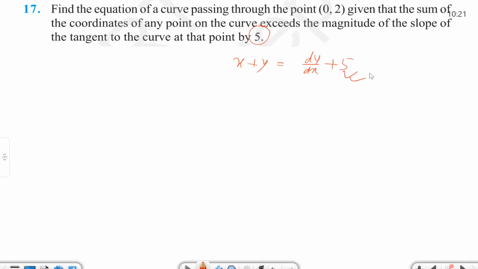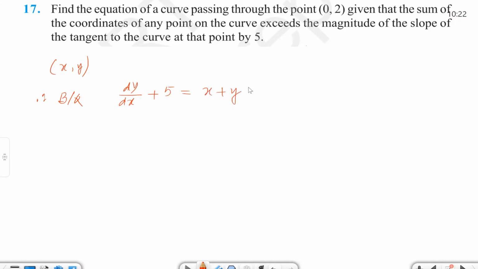So we are going to solve this problem. When writing the answer, write: let x, y be the coordinates, let xy be any point on the curve. Let this xy be any point on the curve. Therefore by the question, dy dx plus 5, that is, adding 5 to the slope, is equal to the sum of the coordinates x plus y. So dy dx plus 5 is equal to x plus y. The question tells us that adding 5 to the slope equals x plus y.